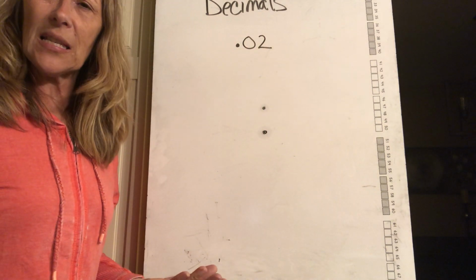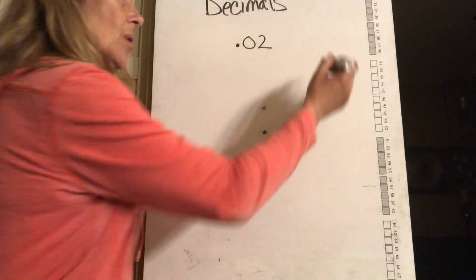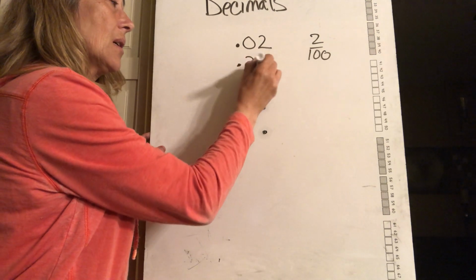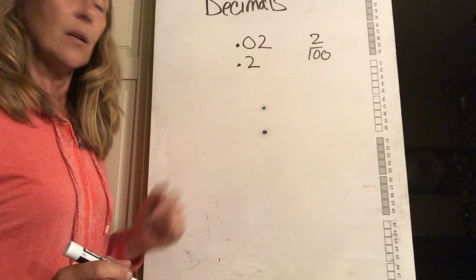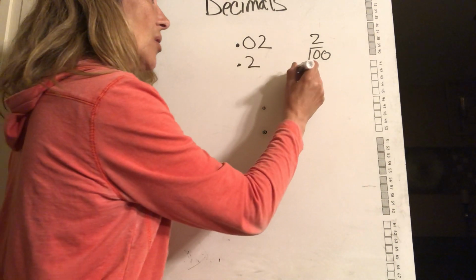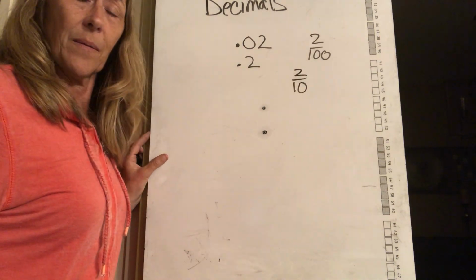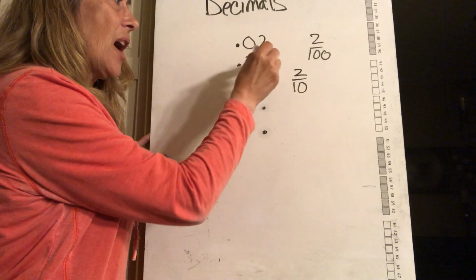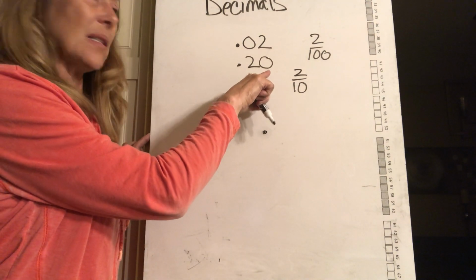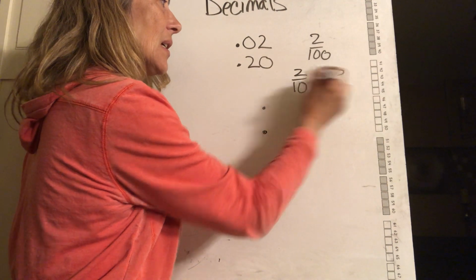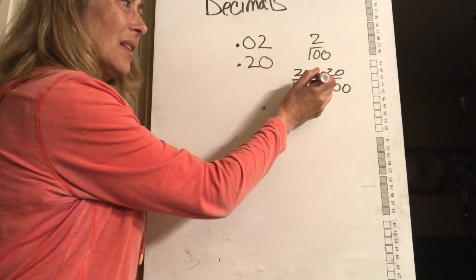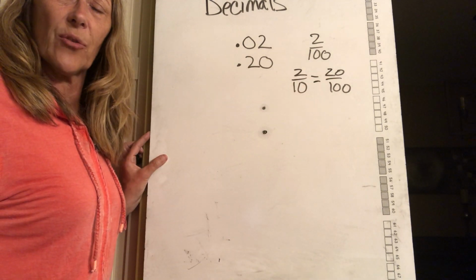It's like having 2 cents out of a dollar. 2 100ths is how I would say that. If I put a 2 here, it's 2 and it's in the 10th spot. 2 tenths. And I could put a 0 here, and now this is 20 100ths. But 2 tenths is equal to 20 100ths.